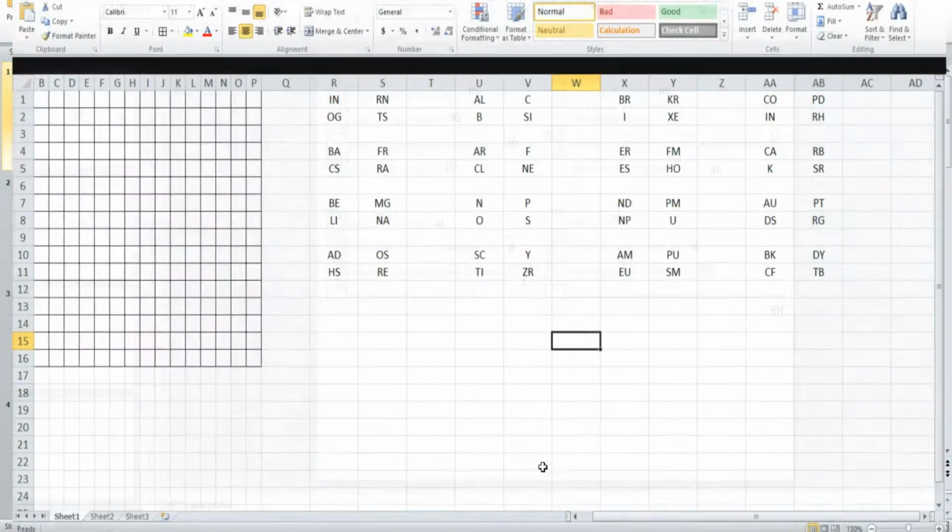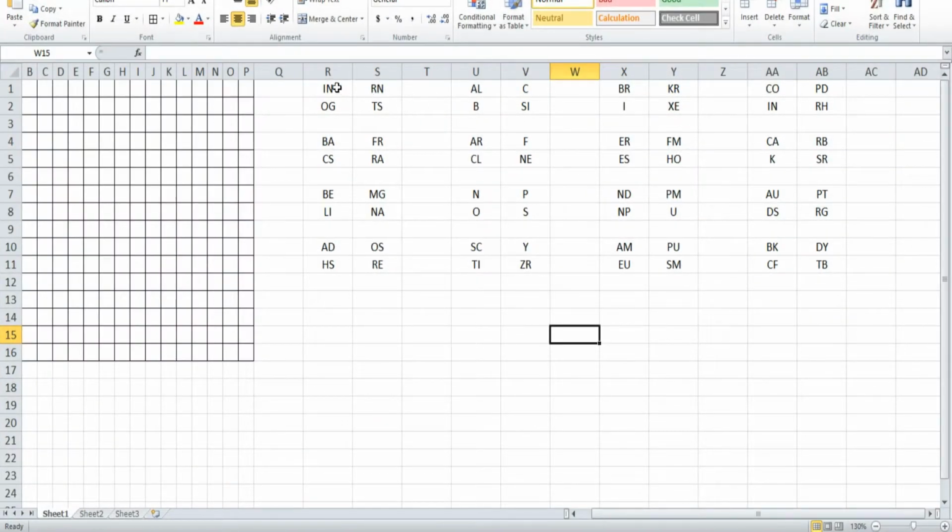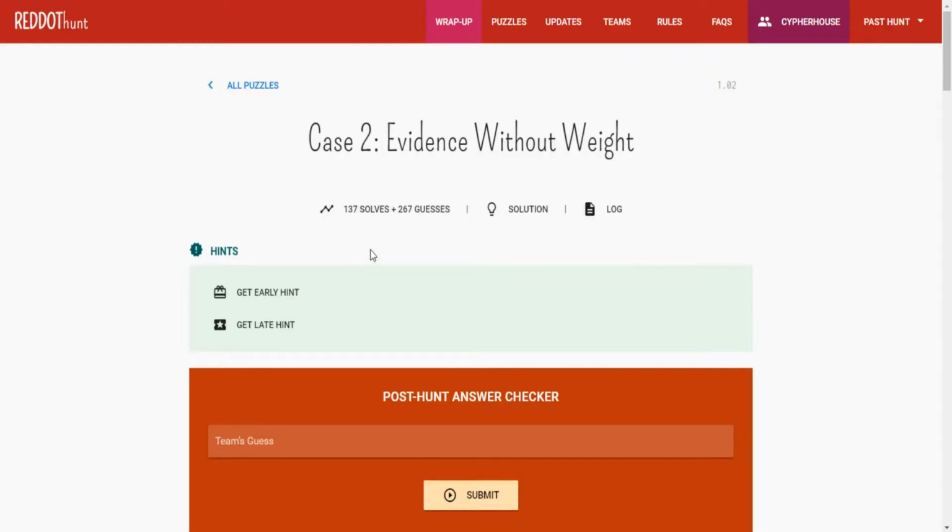So I've grouped these letter combinations in an Excel document in this way so that I can try to move these around a little bit. We should also keep the other clues that the puzzle gives us in mind. So the title is Evidence Without Weight.